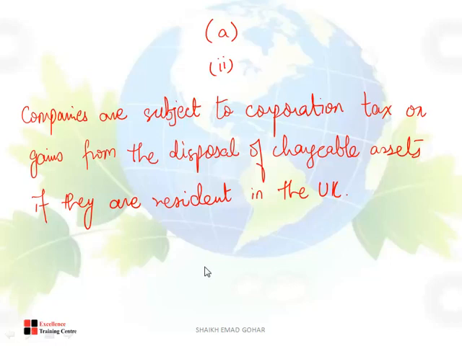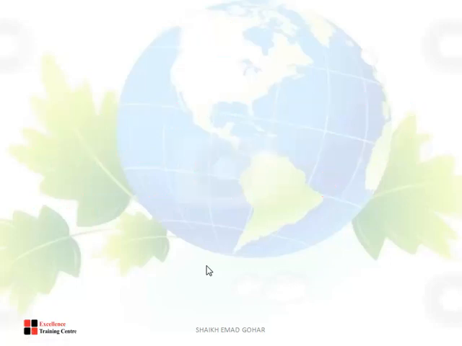A point which is very important to note, although it is written in the requirements as well, is that individuals pay capital gain tax and companies pay corporation tax. Remember this difference. So for 2 marks you can write these 2 points.